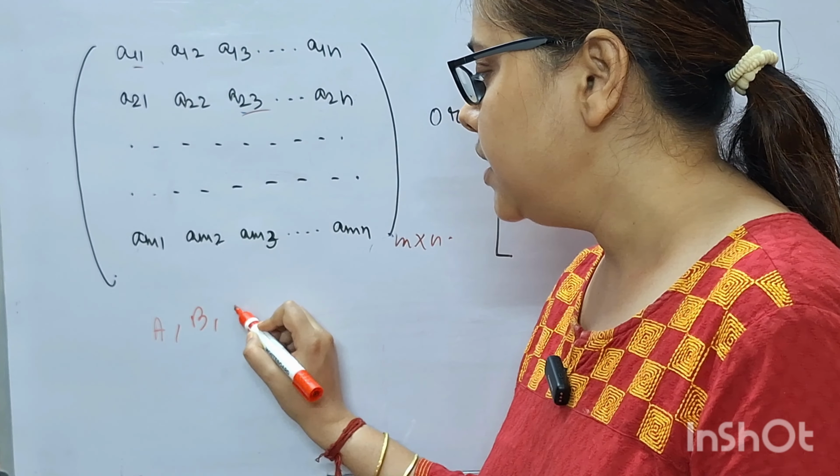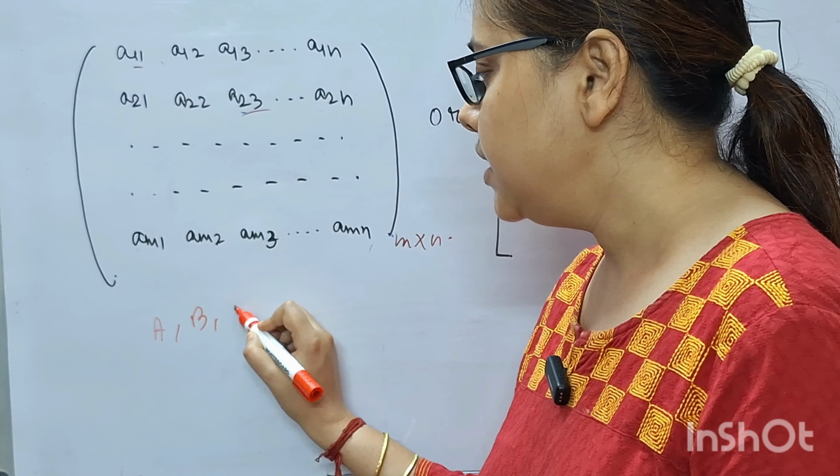Now I am coming to algebraic operations on matrices. Algebraic operations mean addition, multiplication. So at first I am coming to addition. Two matrices A and B are conformable for matrix addition if they have the same order. So in order to get A plus B, A and B should be of the same order.